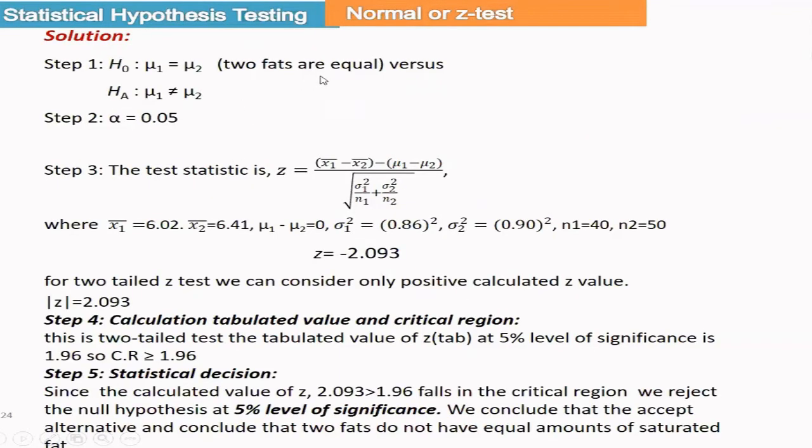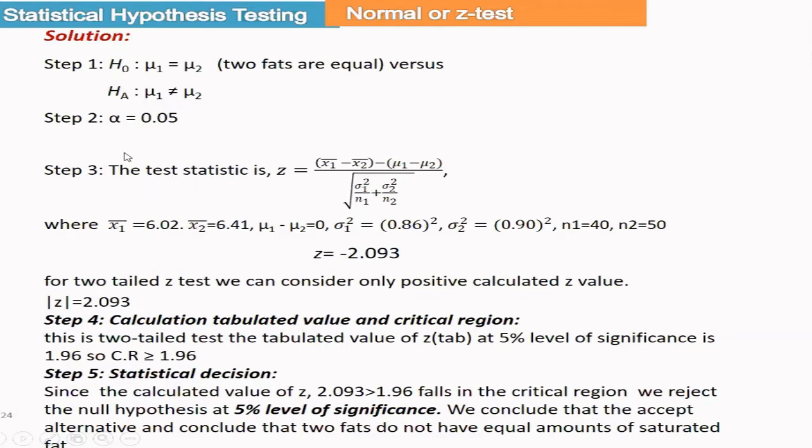First of all, we have to say the two fats are equal. That is, the fat for brand A and the fat for brand B are equal. And the alternate hypothesis is that they are not equal, maybe more than or less than. So step one, we formulate the null hypothesis that there is no difference between the fat of the two brands, and the alternative hypothesis H1 is that they are not equal, they are different.